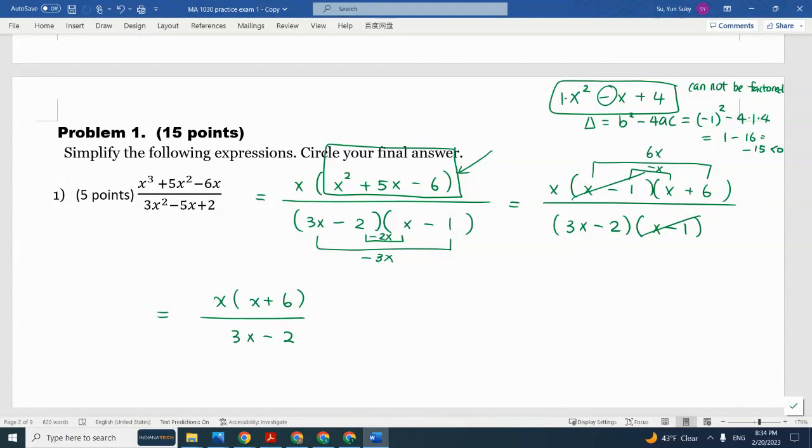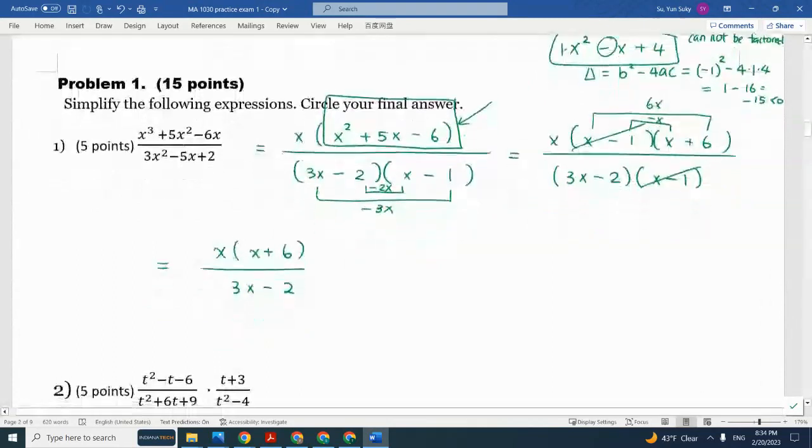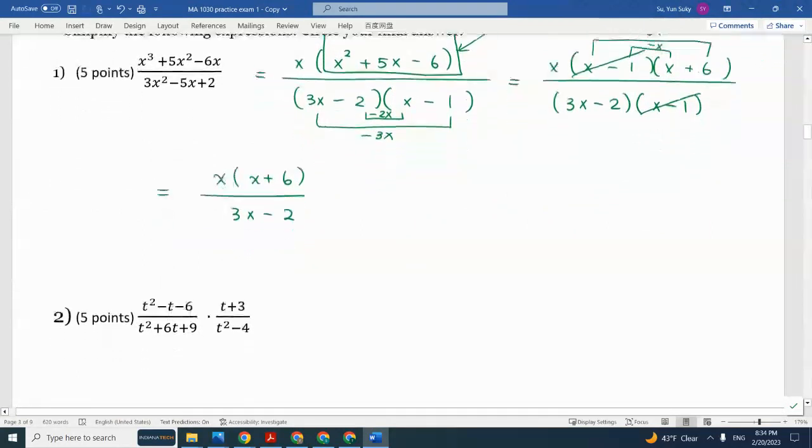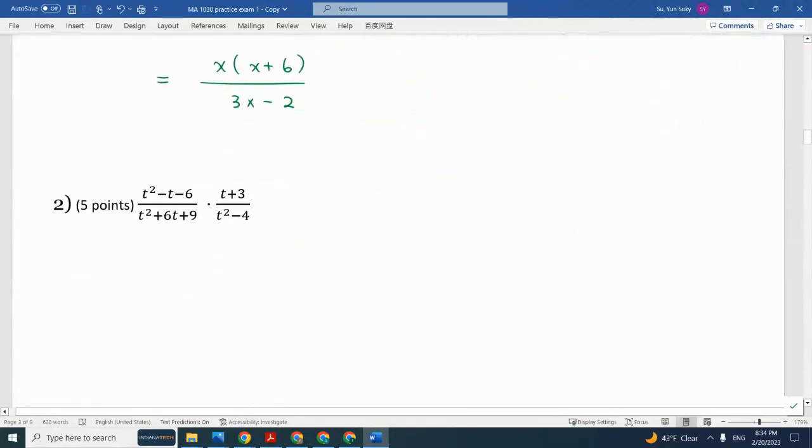Okay? But in this problem, x squared plus 5x minus 6, you can go further and factor as x minus 1 times x plus 6. Okay? Good. And then problem 2.